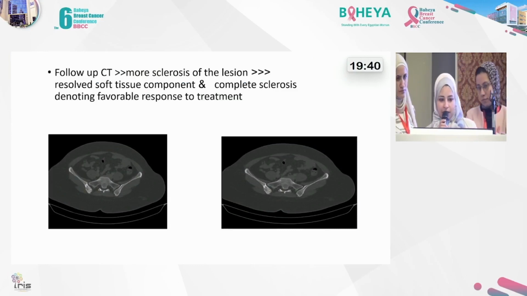Actually, on follow-up CT, after 3 cycles of chemotherapy, there was more sclerosis of the lesion. After 6 cycles of chemotherapy, there was almost complete sclerosis of the lesion and a resolved soft tissue component, denoting a favorable response to treatment.